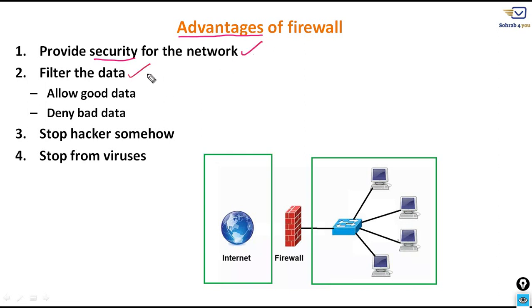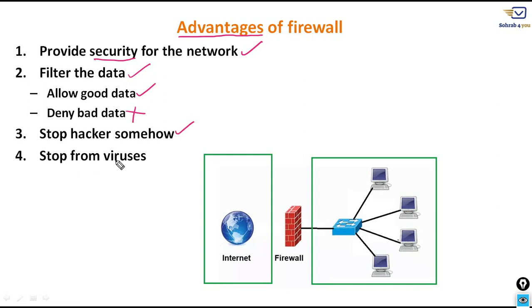It filters the data. Filter data means it is allowing the good data, the data which is not harmful, and it's going to deny the bad data, the data which can bring damage to our company. It's going to make it stop. It stops the hacker somehow. Hacking is a very professional field, but here the firewall somehow can stop it, not fully, but somehow it can stop.